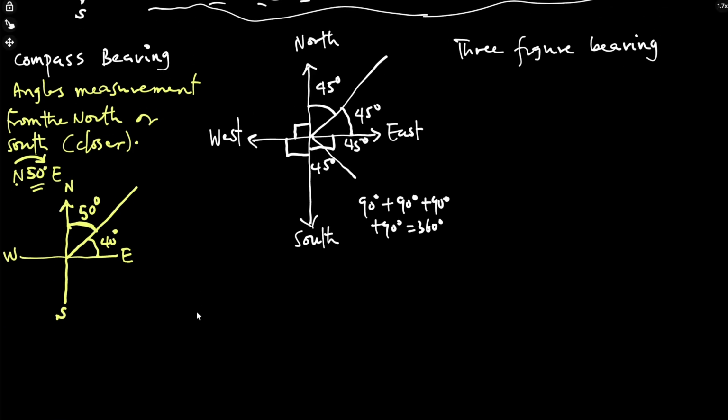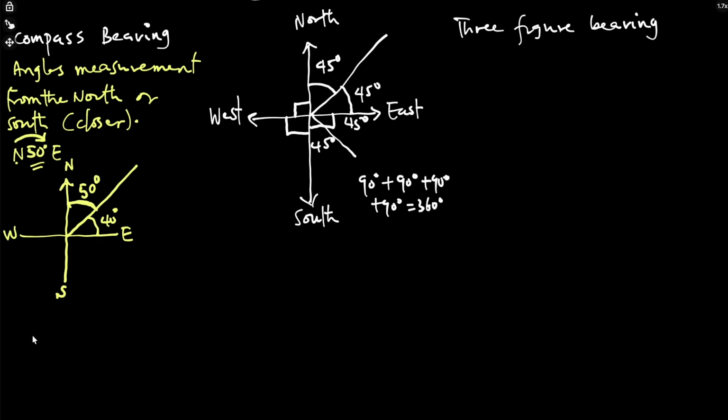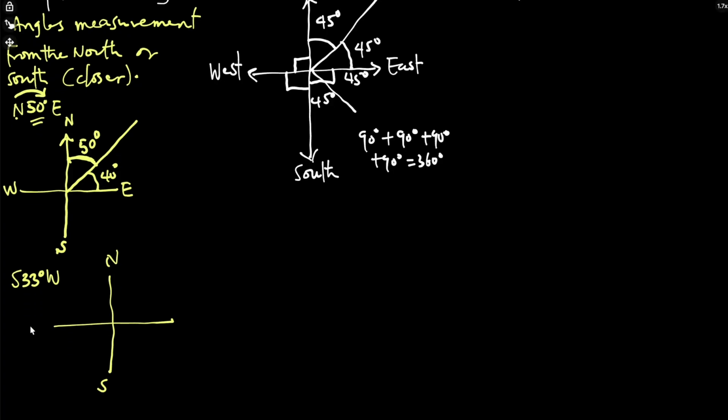Let's look at another one. Let's say you're trying to represent south 33 degrees west. You have your four cardinal points. Here's the north, this is the south, this is the west, and this is the east. So south 33 degrees west means between the south and the west. So the angle has to be made with the south. So this is 33 degrees.